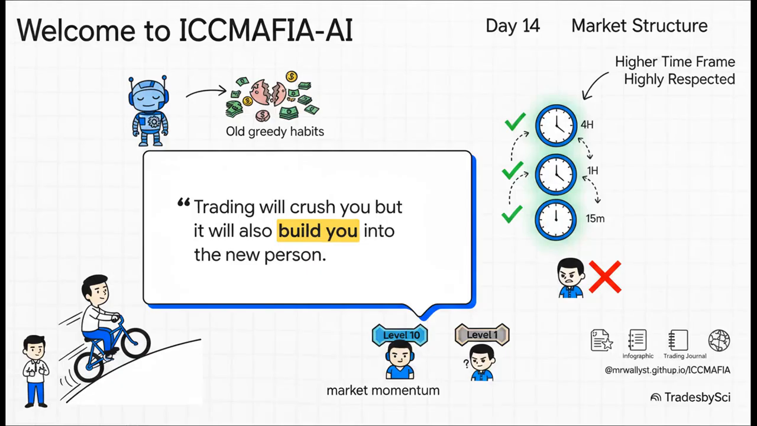Following these strict time frame rules is going to break down those old greedy habits and build an entirely new, disciplined mindset. Sai talks a lot about how trading eliminated his greed, his revenge trading, and his false hope. Following a system forces you to rely on logical rules, like waiting for that 15-minute to align with a 4-hour, instead of acting on impulsive emotion. It truly, fundamentally builds you into a more disciplined person.